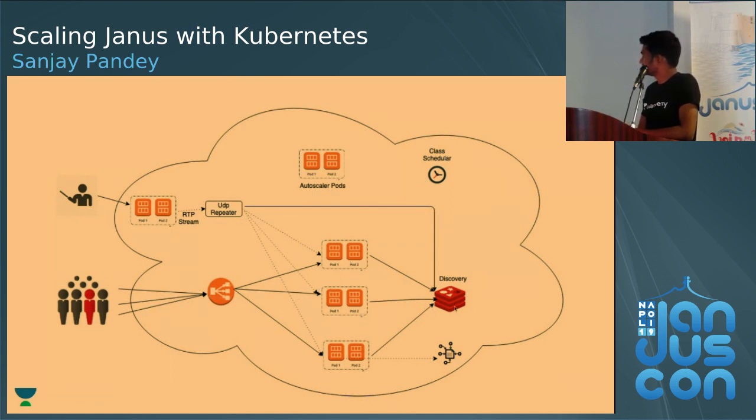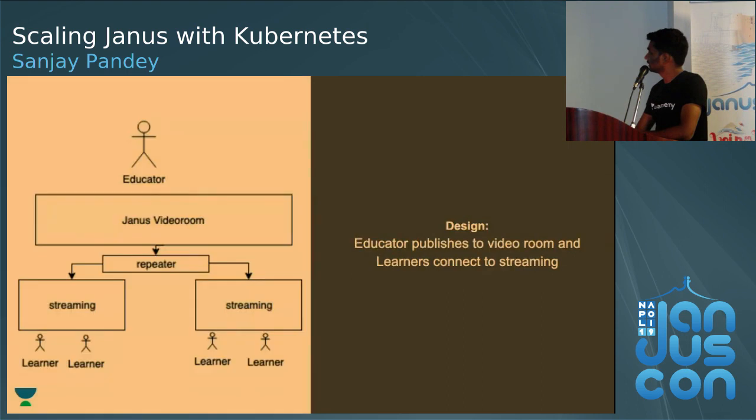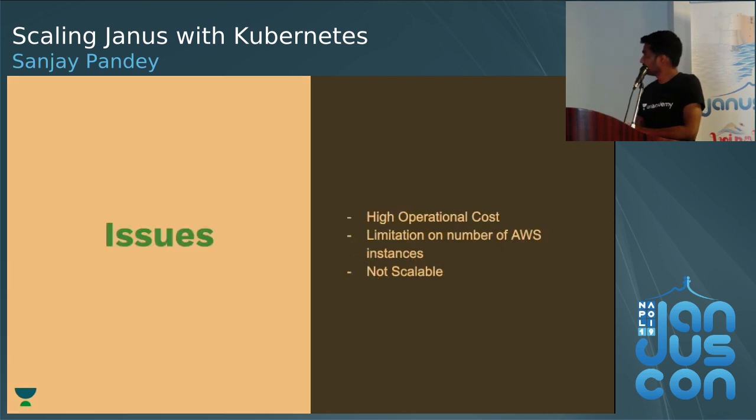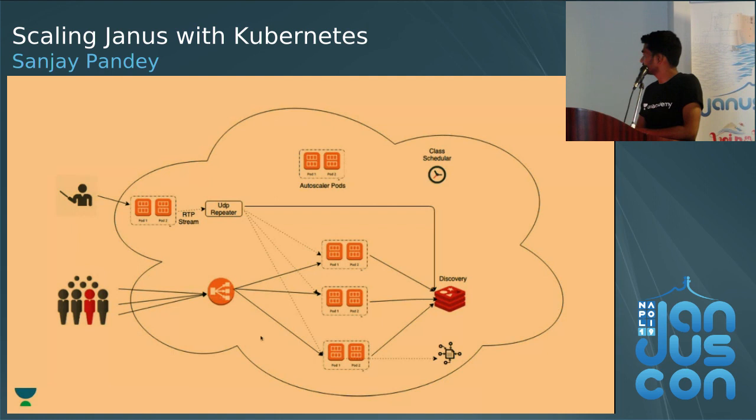Similarly, this is Redis, which we use for service discovery. Service discovery was required because in this design I have discussed this repeater. Now this has to be done in a very dynamic way. At the start we don't know how many learners would be joining a class. So we needed a way to figure out which IPs we need to send the data to. Data, I mean the RTMP stream from the video room plugin. We solved this using a service discovery, which we made using Redis.